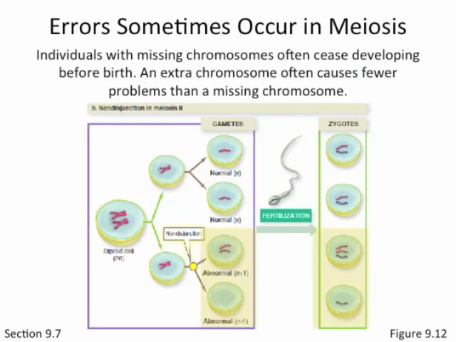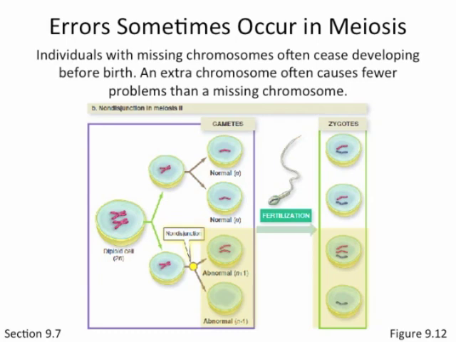Sometimes there are mistakes during meiosis. One of the mistakes that can happen is something called non-disjunction. Non-disjunction can happen during meiosis 1, and it could happen during meiosis 2. If it happens during meiosis 1, then homologous chromosomes are not actually separated from each other. If it happens during meiosis 2, then the sister chromatids split, but both of them go to the same cell.